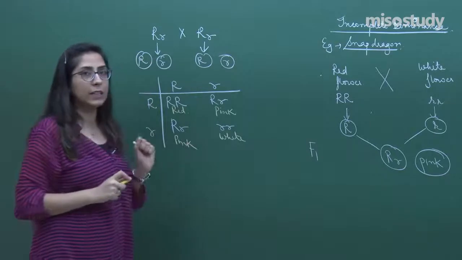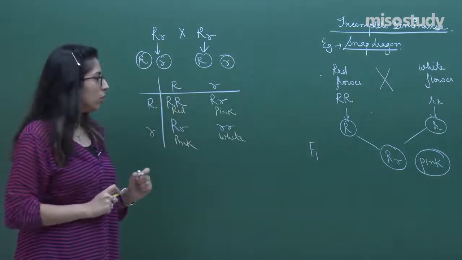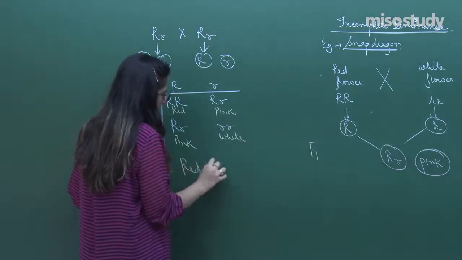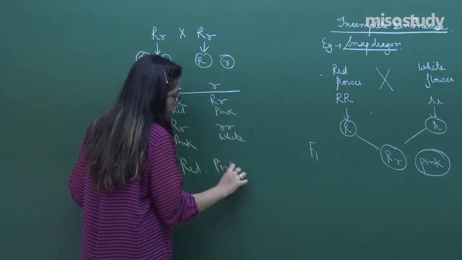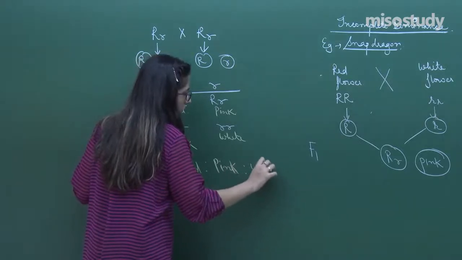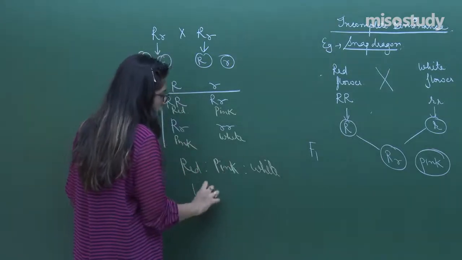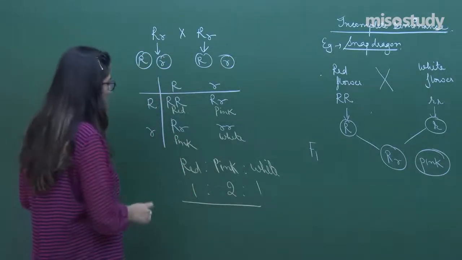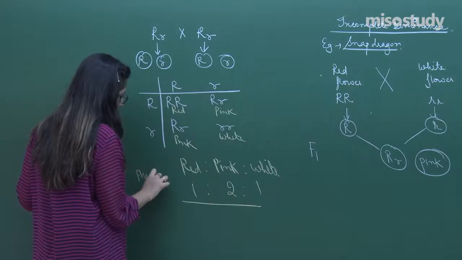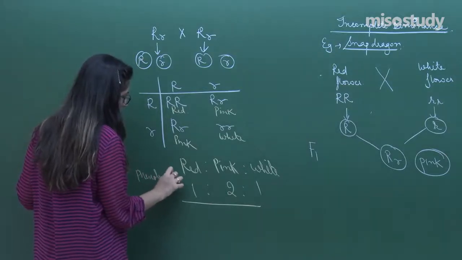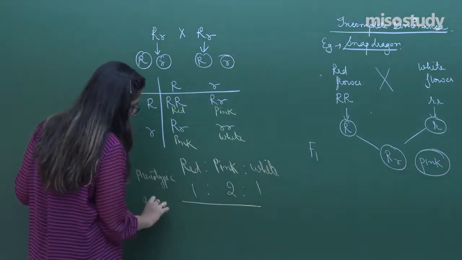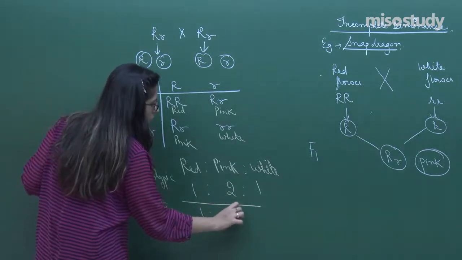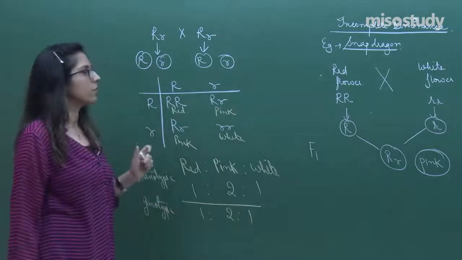This we have studied in detail in the sessions. So, hope you remember that red is to pink is to white. The ratio that comes out is 1:2:1. That is the phenotypic ratio. To talk about the genotypic ratio, it will also be 1:2:1. Right? So this is a correct answer.